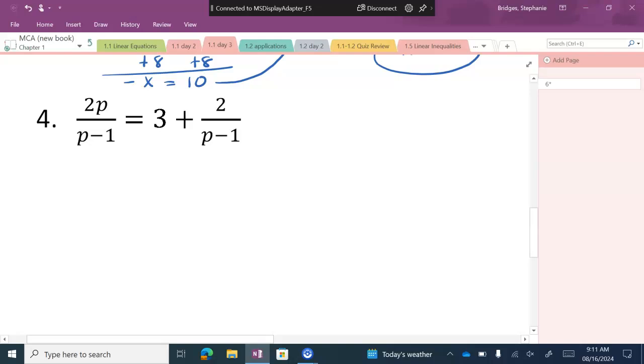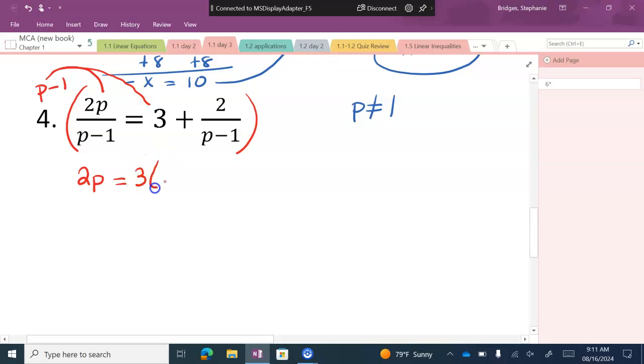Question: what is it P cannot equal? 1. 1 minus 1 is 0, so therefore my restriction is P cannot be 1. What would my common denominator be? P minus 1, yep. When I multiply that first fraction, the P minus 1's just cancel, leaving me with that numerator. Then I'm going to multiply P minus 1 times 3, so I'm going to put that in parentheses for now. And then when I multiply P minus 1 times 2 over P minus 1, the P minus 1's do what again? Cancel out.